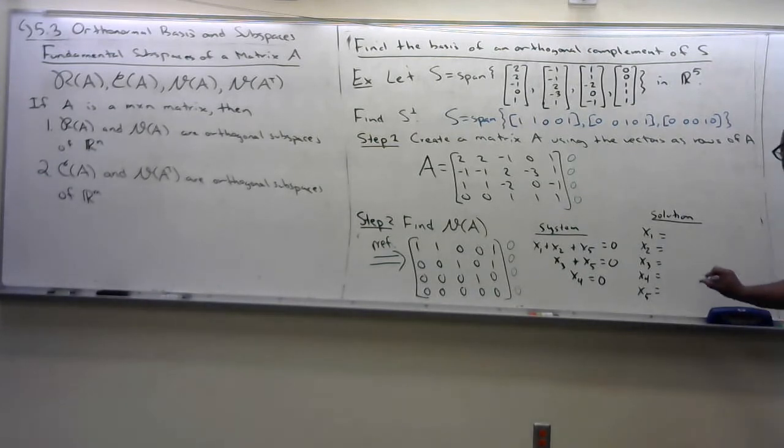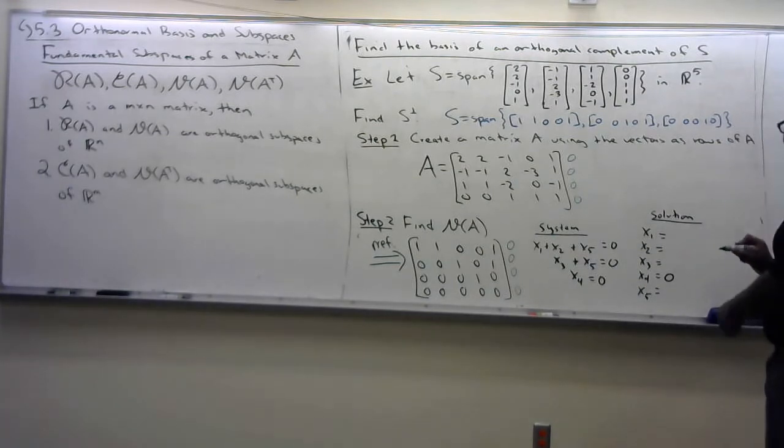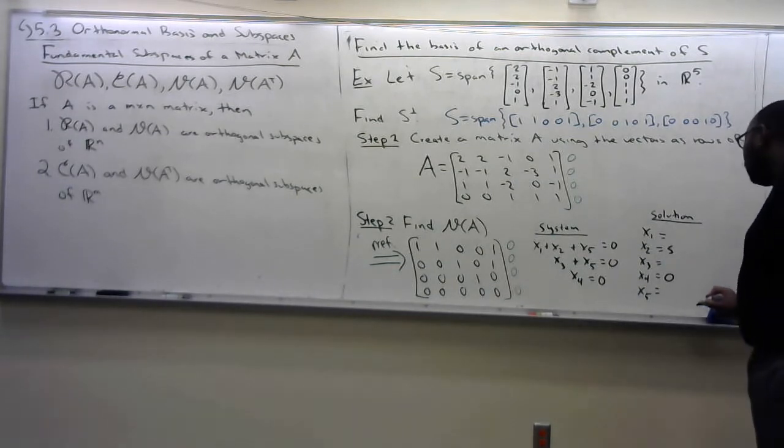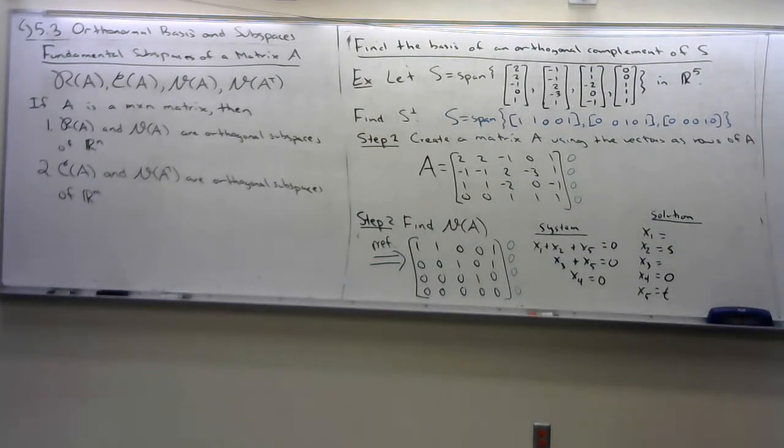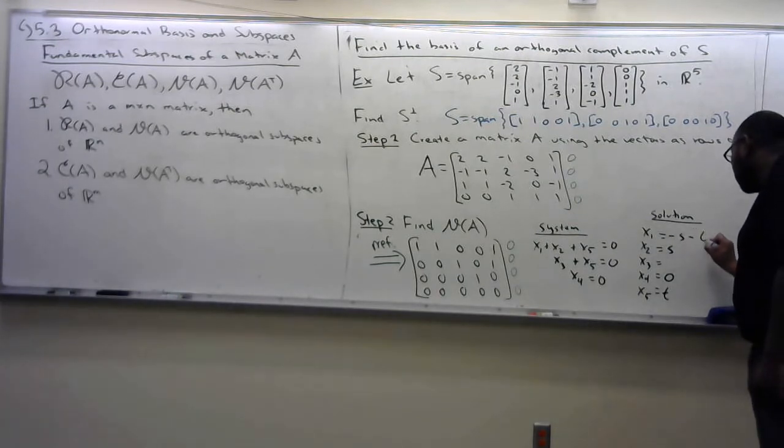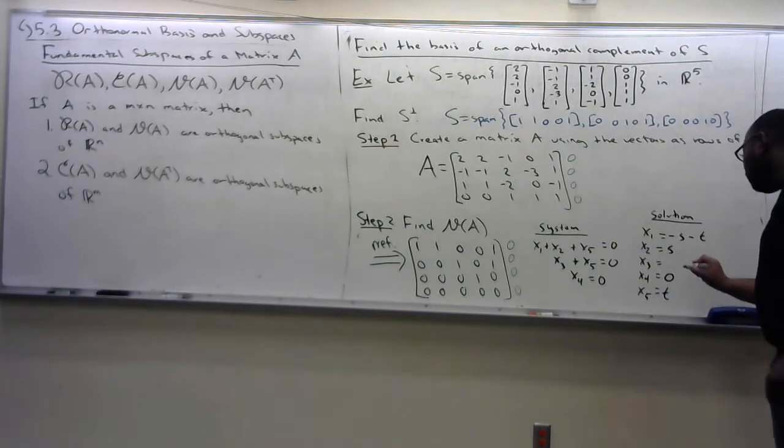X4 has to be 0. What are my free variables? If you said x1, x3, no, sorry, what are my leading variables? My leading variables are x1 and x3, x4. x2 and x5 are my parameters, my free variables. They're free to be wherever they want to be. I'll call x2 S, and x5 we can call T. So x1 is equal to negative S minus T. x3 is equal to minus T.